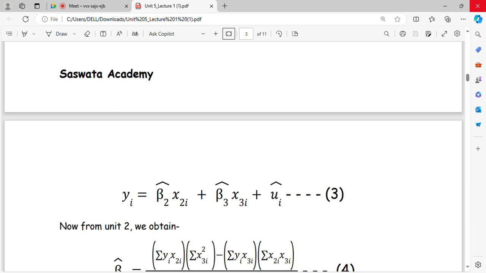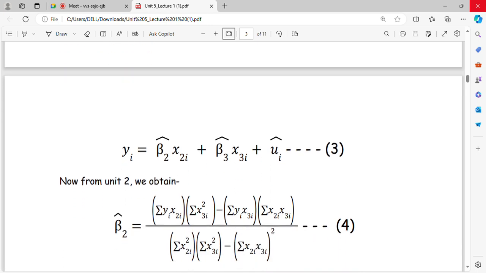Yi equals beta 2 hat small x2i plus beta 3 hat small x3i plus ui hat. This is my equation 3, right? We know that when we take regression equations in the deviation form, the beta 1 hat term, the intercept term, gets cancelled out, right?